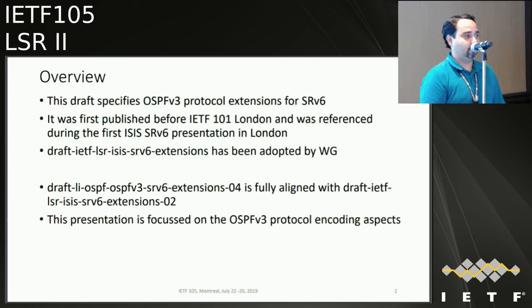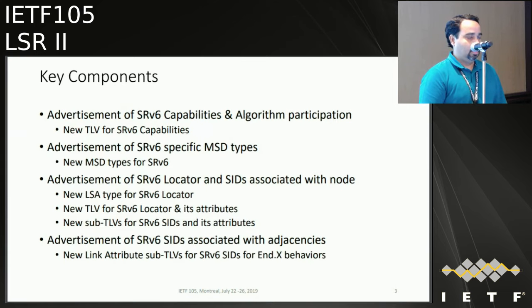The rest of the protocol operations are very similar with ISIS. So the key components for these extensions are first the SRv6 capabilities and the algorithm participation. So the new TLV is really for the capabilities. Then there are new MSD types introduced for SRv6, and that's applicable here as well in OSPF v3.